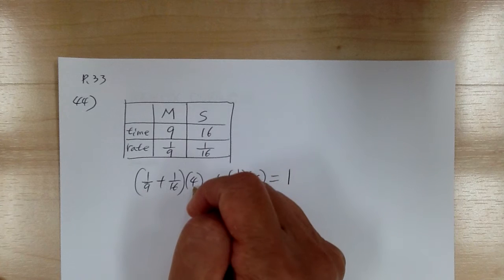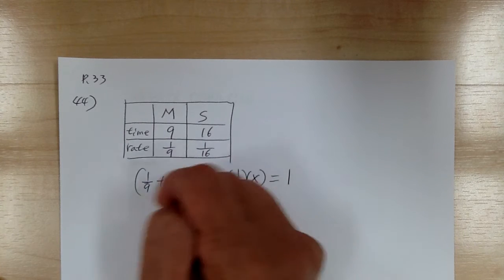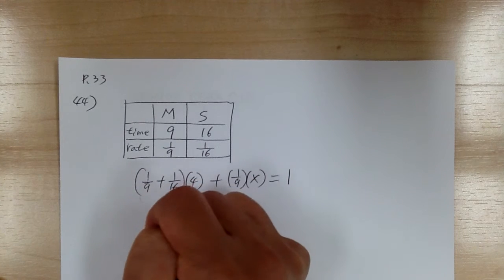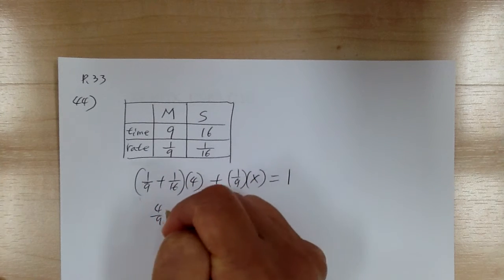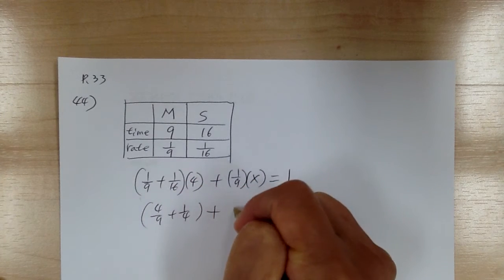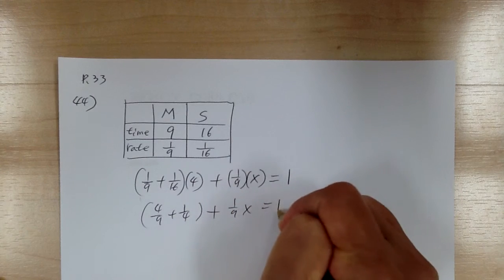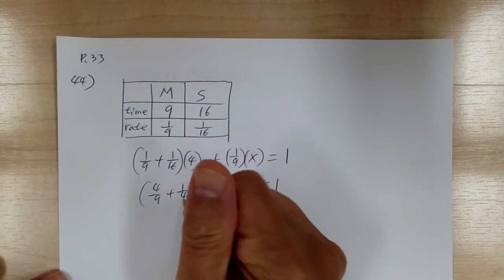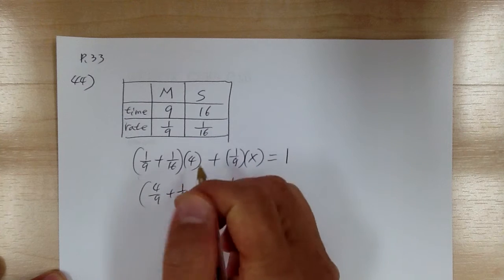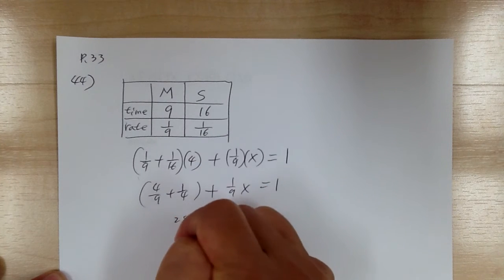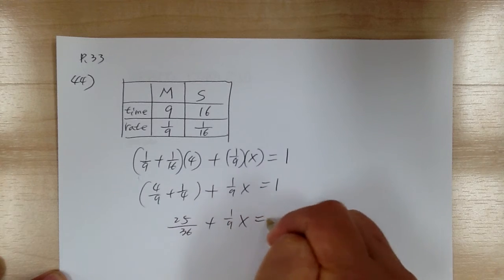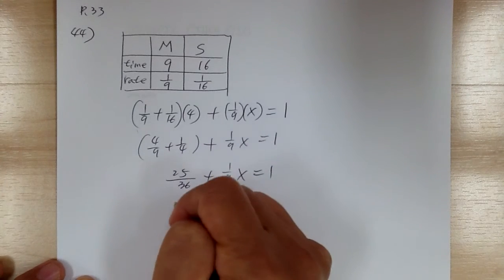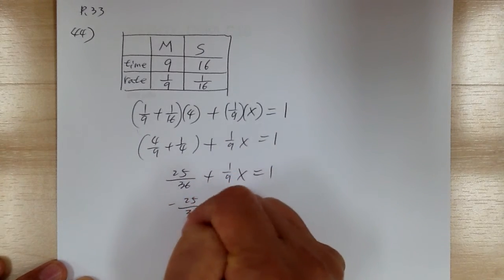I'm going to distribute. So I get 4/9 plus 1/4 plus 1/9x equal to 1. And adding this together, I get 25/36 plus 1/9x equal to 1. Go ahead and minus 25/36.